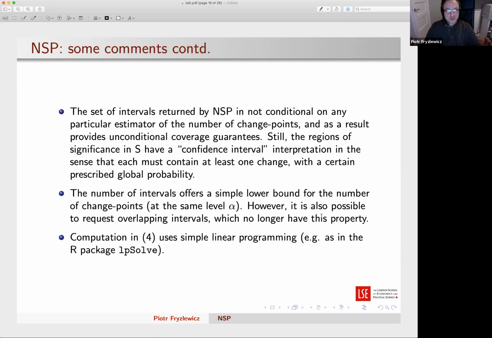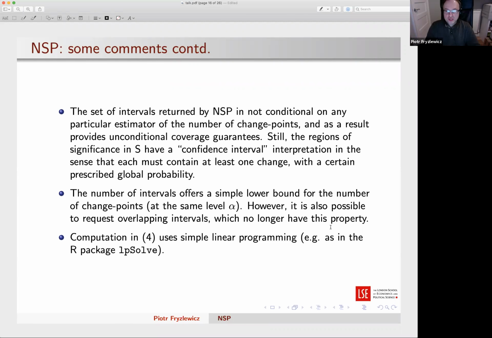Good. Now, the set of intervals returned by narrowest significance pursuit is not conditional on anything. It's an unconditional subset of the data where you have change points with a certain desired probability. You can request a probability of 60% and you will get that. You can request any probability and you will get the corresponding intervals. This procedure doesn't claim to detect intervals corresponding to all the change points. For that to happen, you would need to assume things like minimum segment size and minimum jump size, which this completely doesn't do. So this operates without any such assumptions, and that's why it's not a consistent change point detector.